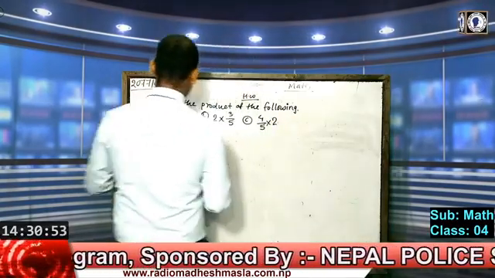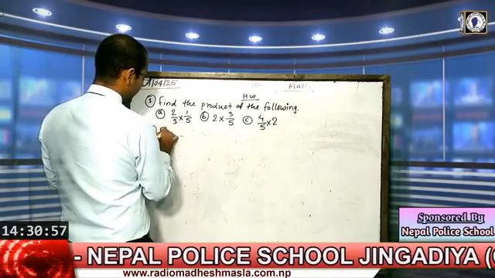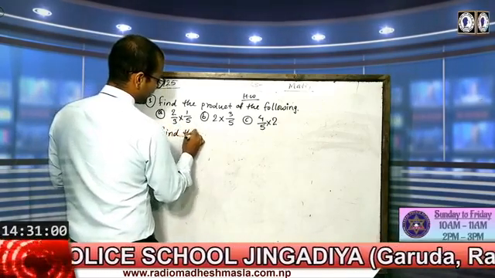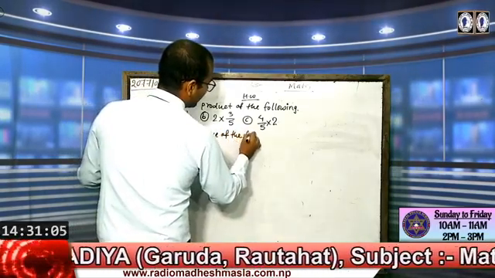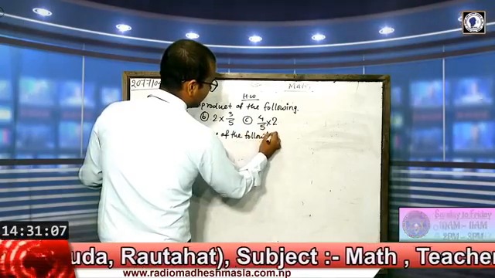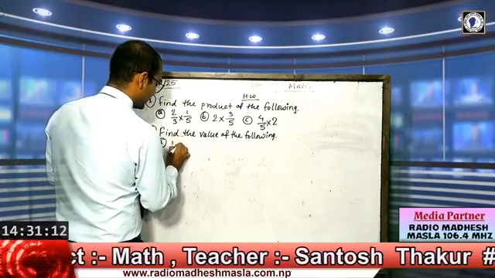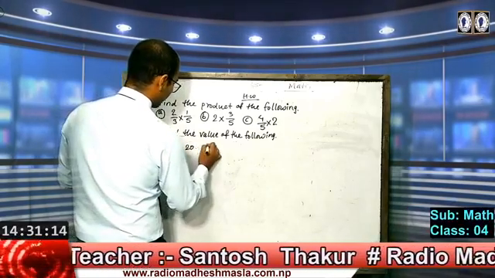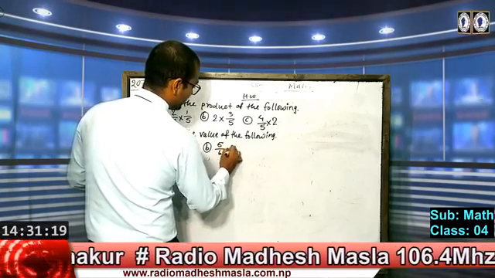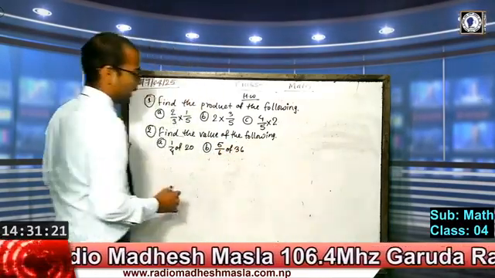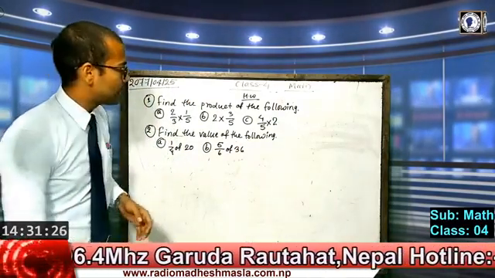Similarly, yes, you have been given question number 2. Find the value of the following. Yes, for this you have questions: A, 1/4 of 20. Question number B, 5/6 of 36. Yes, I hope you will do all of this, and after this, now it is time to leave.